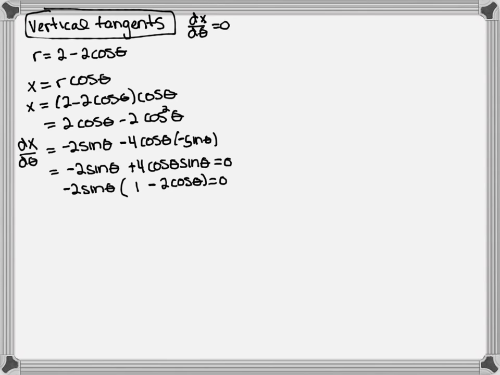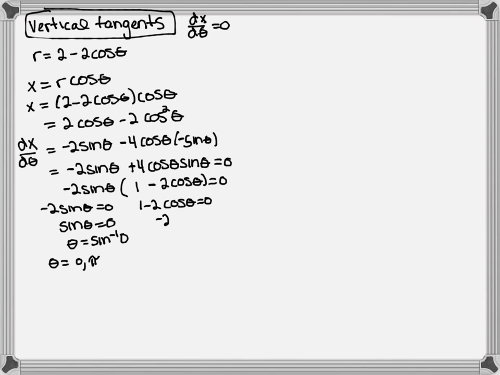And now I have a product, so I can use the zero product property. Set them both equal to 0. So I'm going to have theta equals sine inverse 0. So at what point is my angle 0? And that is going to be at 0 and pi. So then I'm going to add 1 or subtract 1 and then divide by negative 2.